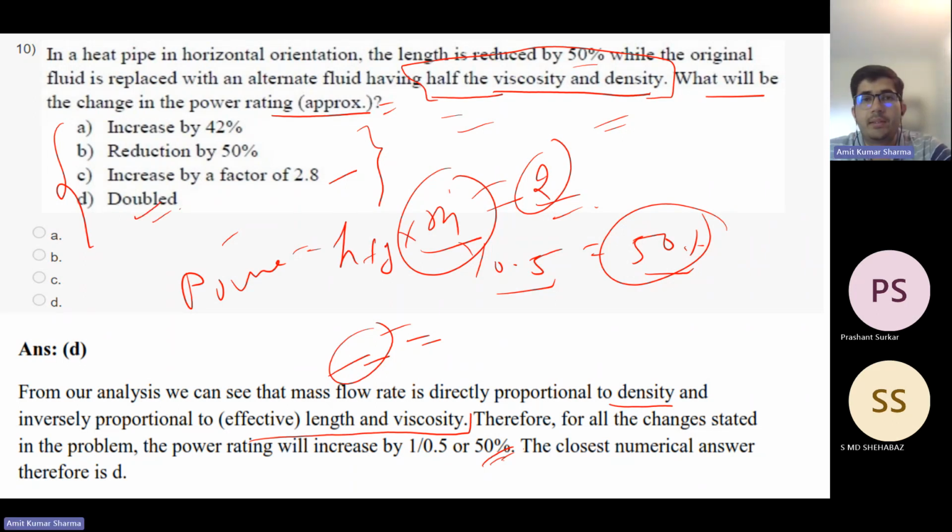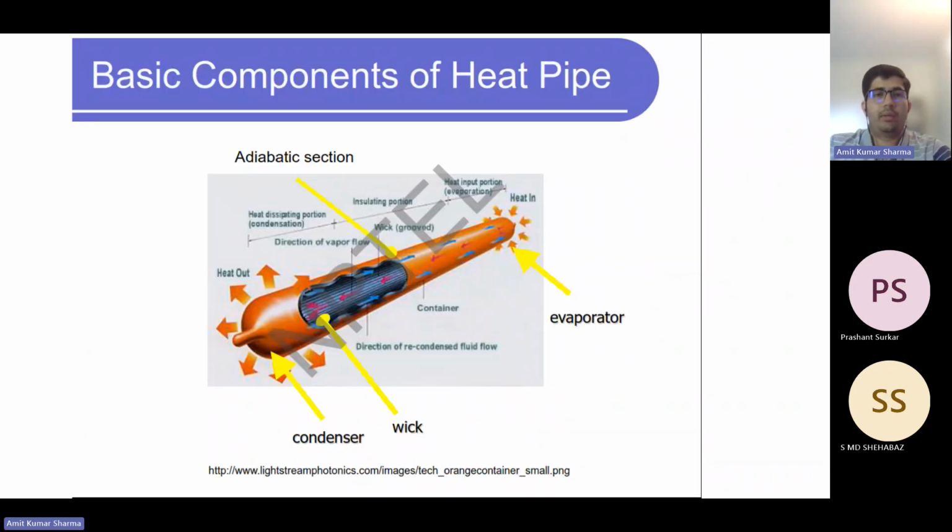Okay. So now I think our questions, we have seen 10 questions for previous assignments. Now it's time to discuss, or you can say revise, some basic concepts about heat pipes. Today we have solved various questions for heat pipes.